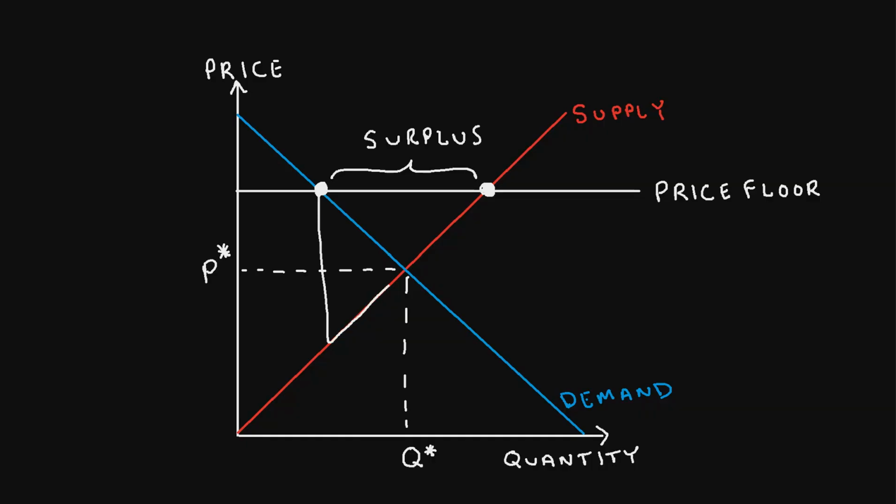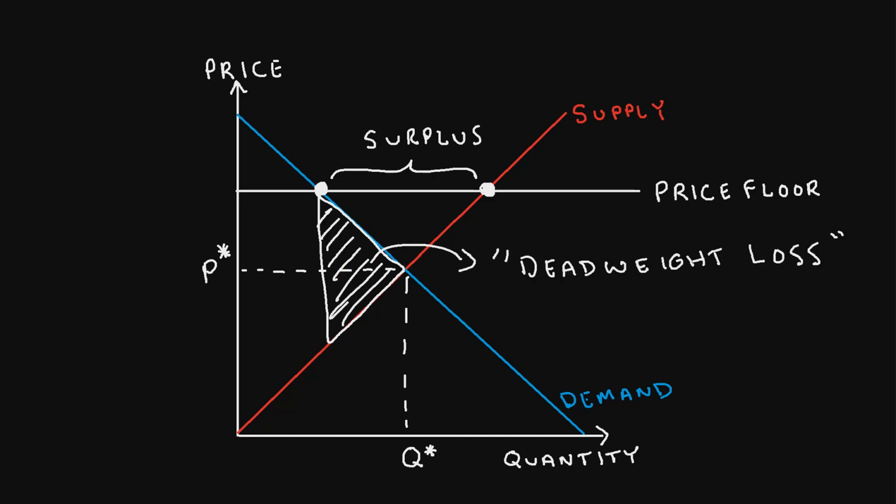Now, the real problem this causes is something known as deadweight loss. So this area right here, this triangle, is referred to as deadweight loss. And this represents all of the transactions that could have occurred in a free market, but that no longer occur because the price is set too high.